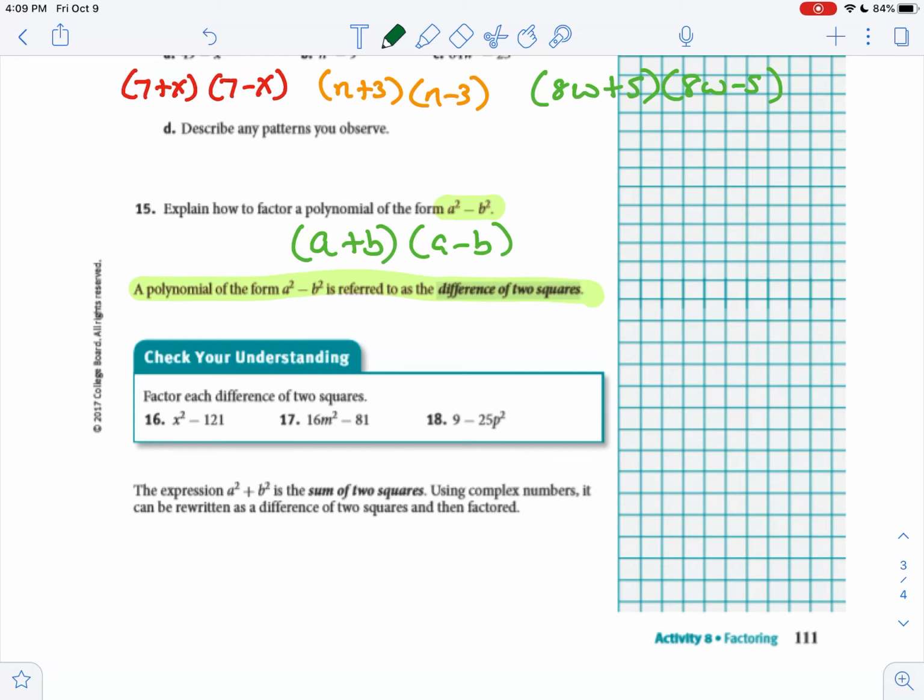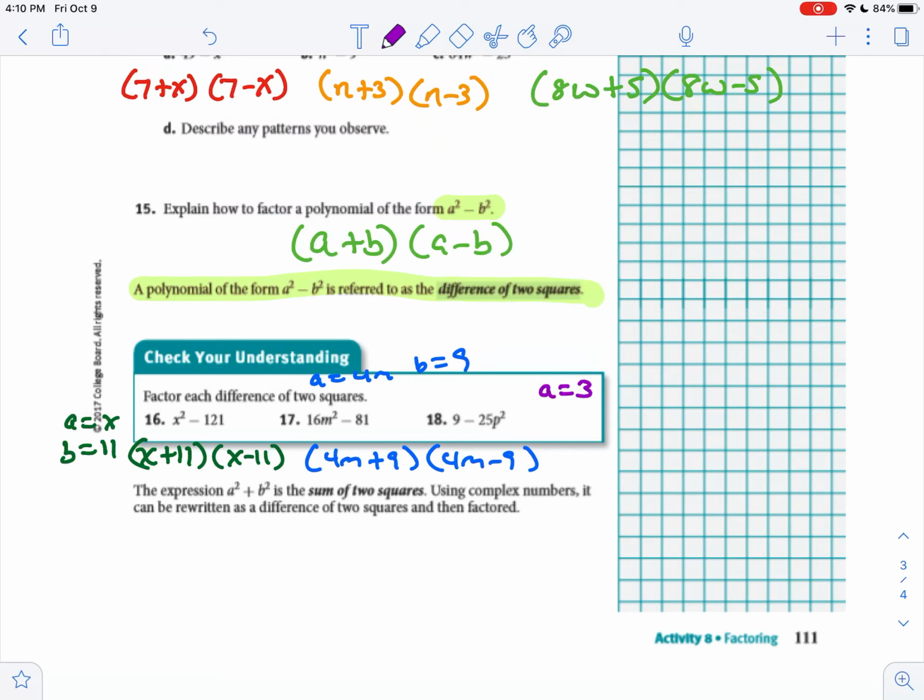So in number 16, if I have x squared minus 121, I know my a would have to be x, and my b would have to be 11, because those are the square roots of x squared and 121. And then I just make one positive and one negative quantity. So x plus 11 and x minus 11. 16m squared minus 81, I can see my a is going to be 4m and my b is going to be 9, because those are the square roots. So I'll have a 4m plus 9 and a 4m minus 9.